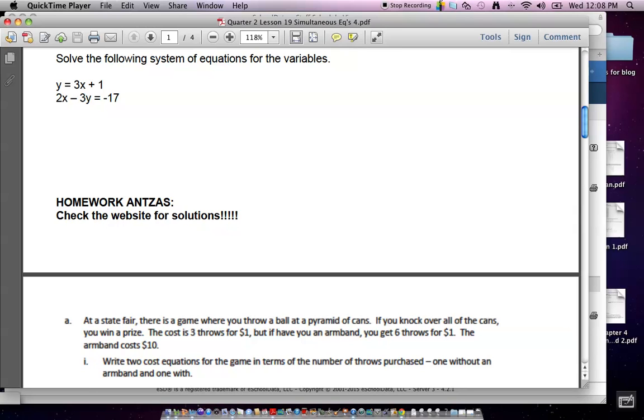Why not? By trading in the 4 quarters, or 10 dimes, or 20 nickels, or any combination thereof, as long as it adds up to $1, 100 pennies.